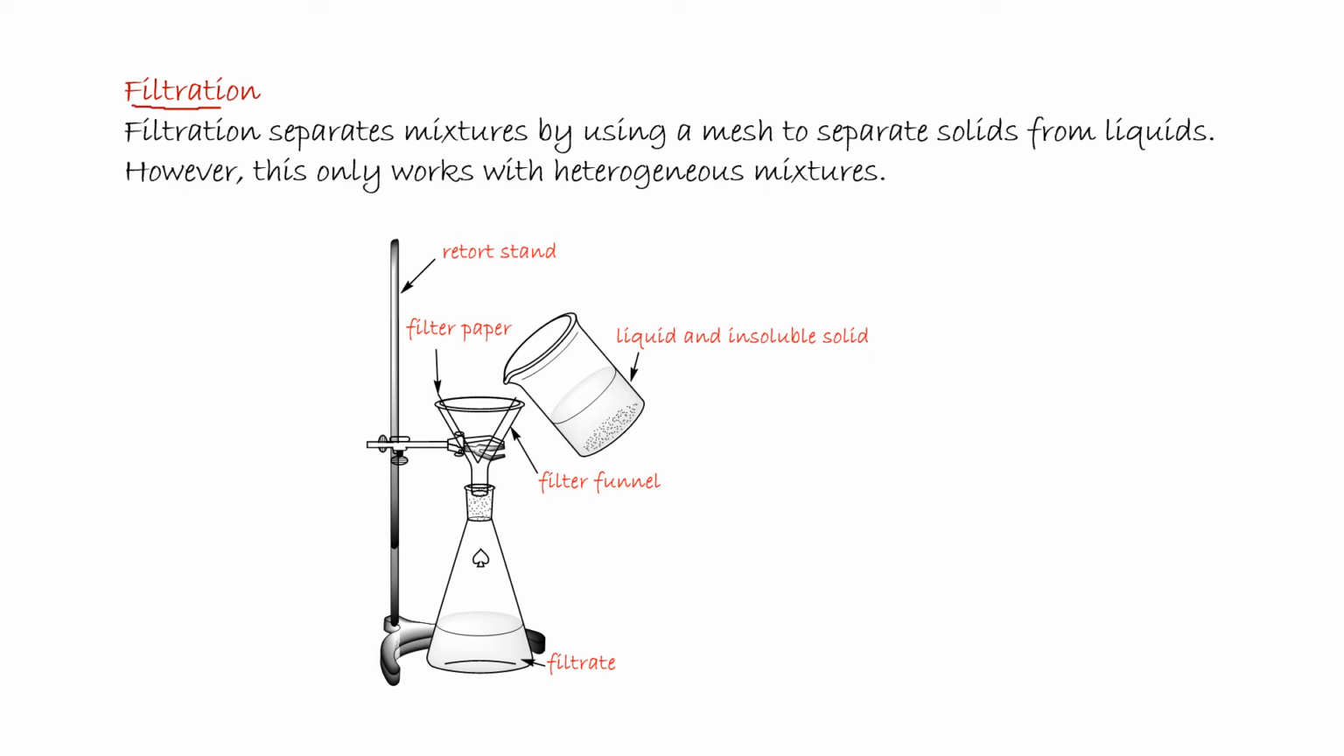We can separate mixtures by filtration. If we have a solid and a liquid, filtration separates the mixture by using a mesh to separate solid from liquid. However, this only works with a heterogeneous mixture, where the solid is not soluble in the liquid. So we have here liquid and insoluble solid. We have filter paper, and we get the liquid, the filtrate, in here, and the insoluble solid will be in here.